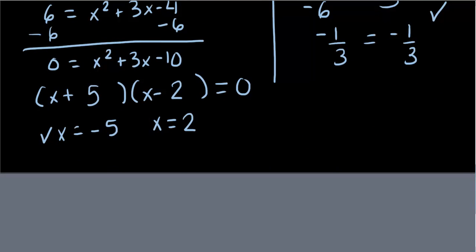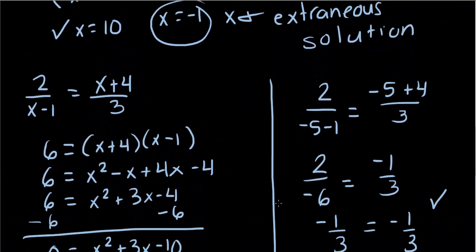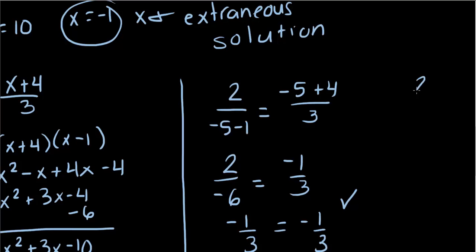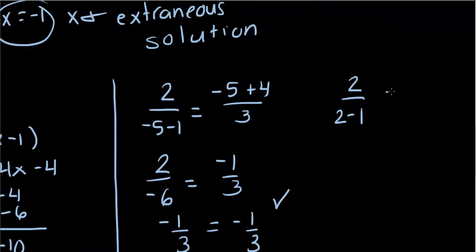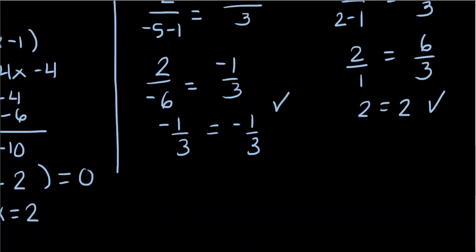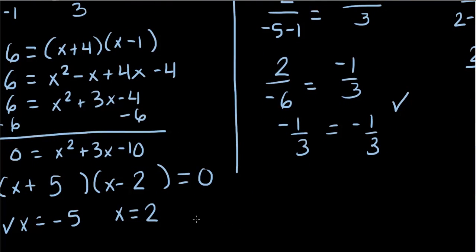Now we're going to try x equals 2. So again, we're going to go back to the original equation and substitute x with a 2. So it's going to be 2 over 2 minus 1 equals 2 plus 4 over 3. So then it's 2 over 1, equals 6 over 3. So 2 equals 2. That means that this one is also a solution. So just because you already found one of the solutions, that doesn't mean that the other one is not going to be a solution, or vice versa. So you never know. You always have to test the answers you get. And that's it for this one.